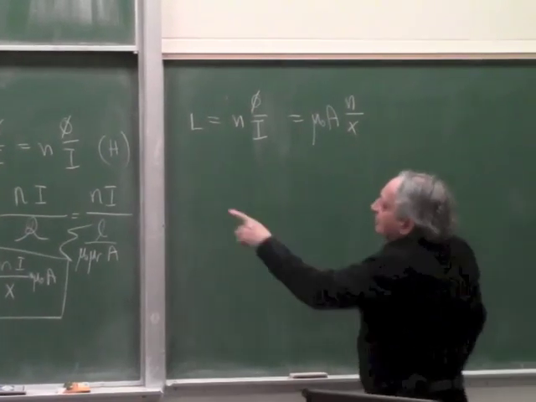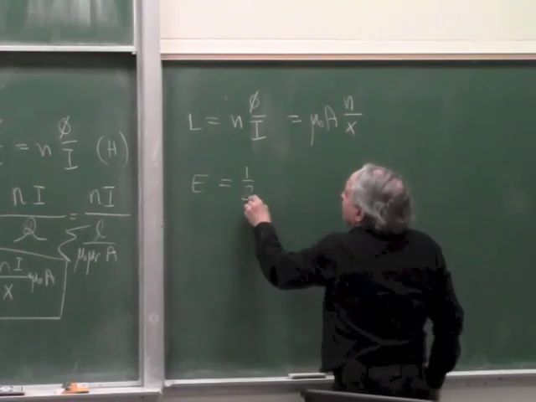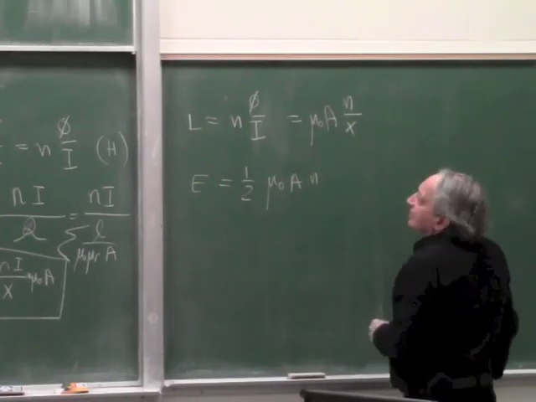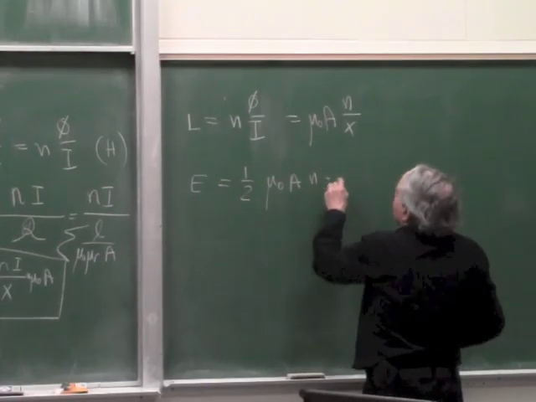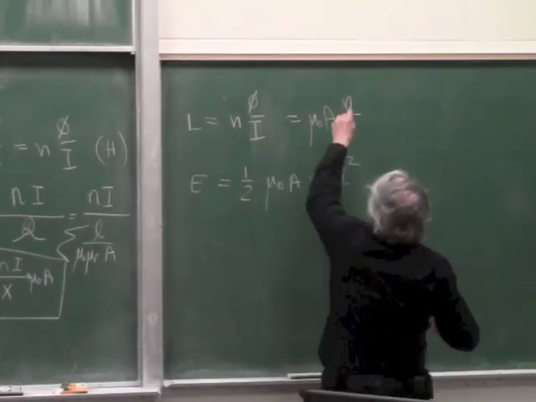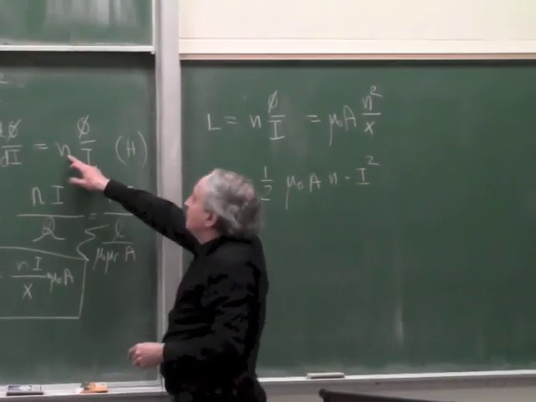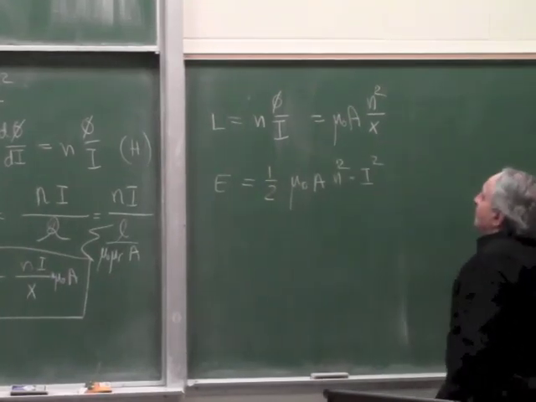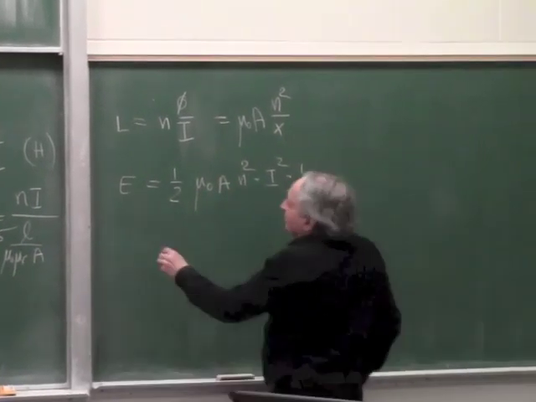Okay, and we plug it into the energy formula, which is 1/2 L i squared, so it's mu 0 A N times 1/2 times I squared. I think I missed an N. It's N squared, because I have N from here times N from the definition of L, so I have N squared. So this is the energy, times 1 over x.